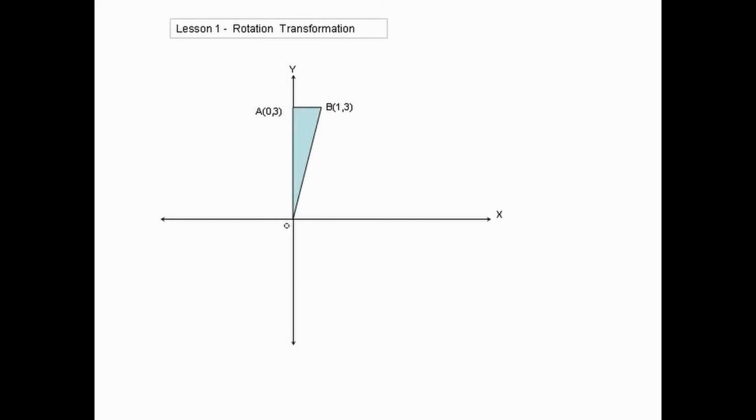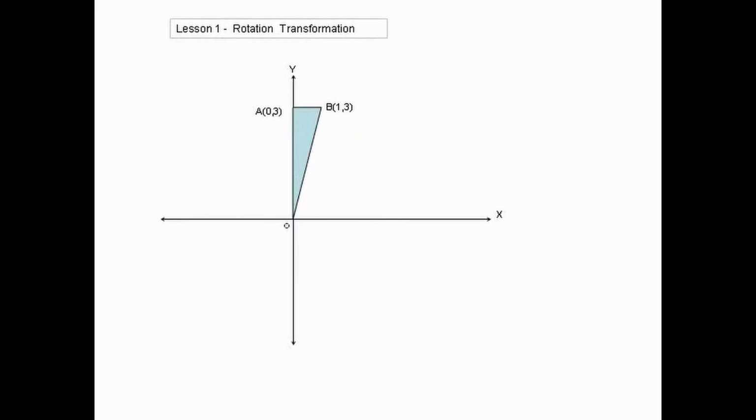In our lesson today, I'll be looking a little bit at rotation transformation. I'm going to try to give a pictorial description of what happens to an object when it is rotated through, say, 90 degrees or 180 degrees, etc. On the diagram here, we see a little triangle OAB.